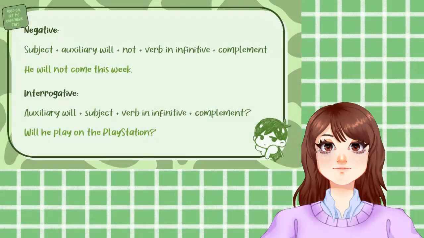In negative is subject plus auxiliary will plus not plus verb in infinitive plus complement. He will not come this week. The interrogative form is auxiliary will plus subject plus verb in infinitive plus complement. For example, will he play on the PlayStation?